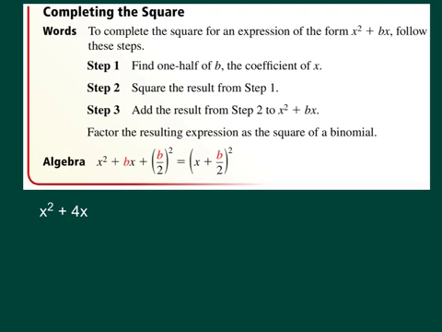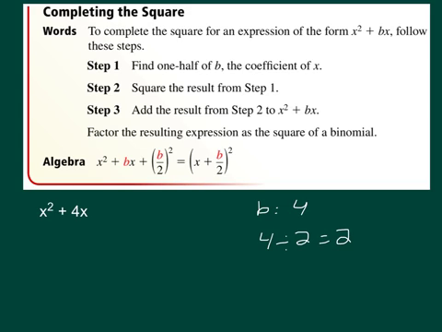So what we're going to do is start with an expression, x squared plus 4x, and we're going to try to complete the square. In order to do this, we're going to follow these three steps. Step 1 is to find 1/2 of b, the coefficient of x. So I can see here that my b equals 4. That's my coefficient of x. So I need to find half of that. So I do 4 divided by 2, which is 2.